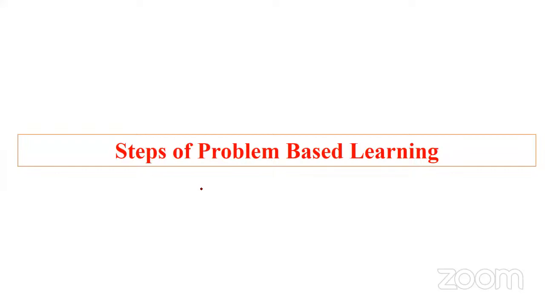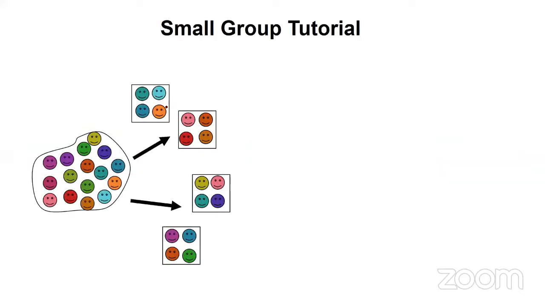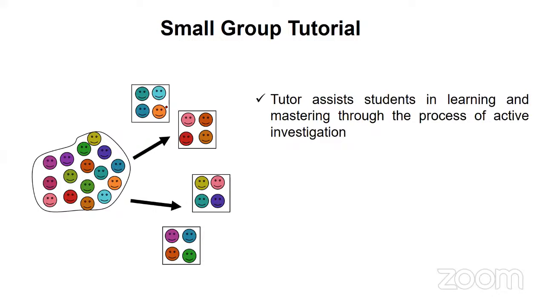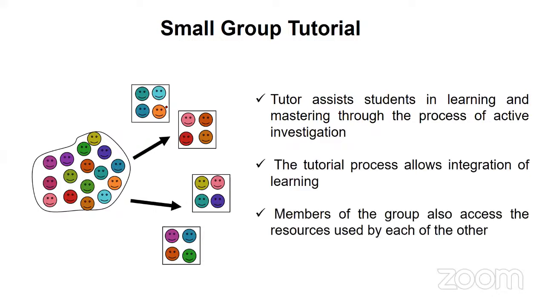There are 4 phases and a total of 14 steps in problem-based learning. Here I will discuss them. Before that, you should know that in problem-based learning, you need to segregate the learners into small groups. The group contains 5 to 7, generally 4 to 7 members. Minimum 4 and maximum 7.